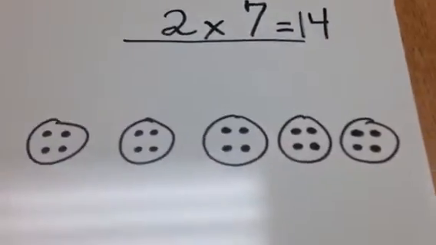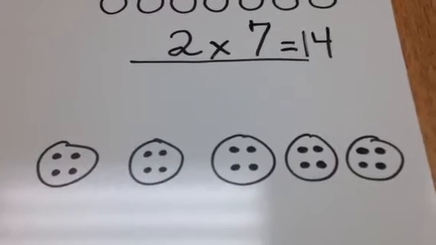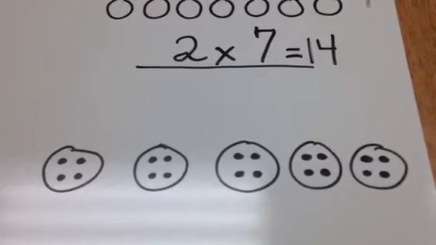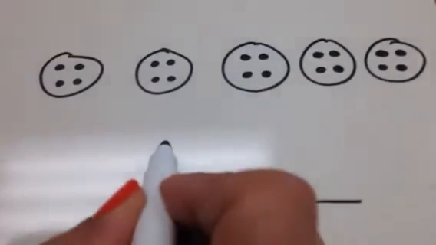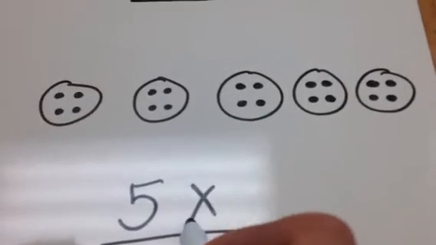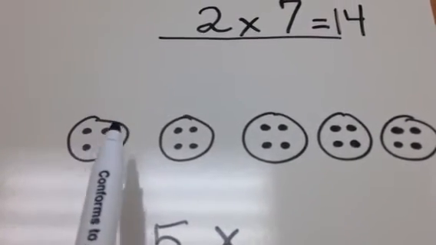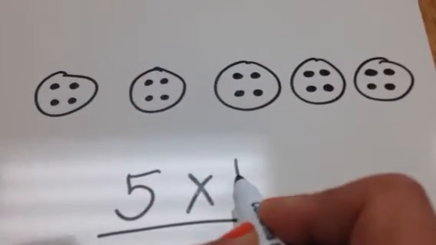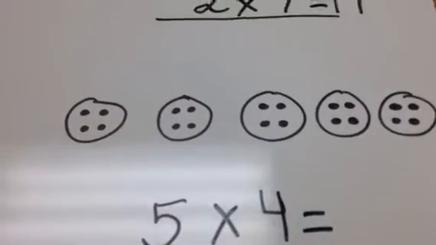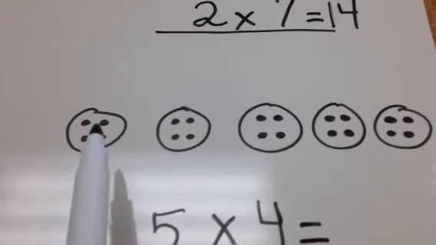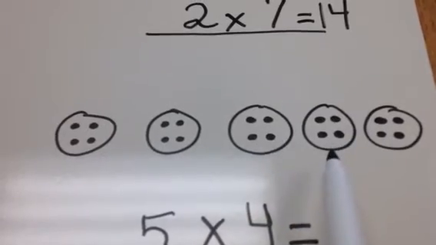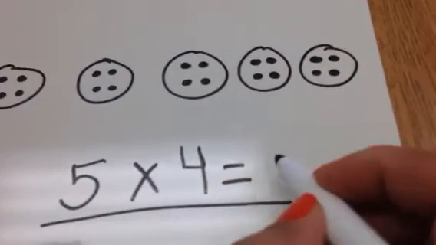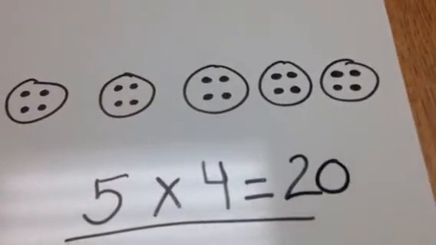Now, it might not be an array on the quiz. It might be groups of. So first I count how many groups I have. 1, 2, 3, 4, 5. I have 5 groups of how many are in each group. 1, 2, 3, 4. 5 times 4 equals, and I'm going to count 4, 8, 12, 16, 20. 5 times 4 equals 20. So those are some examples on the quiz tomorrow.